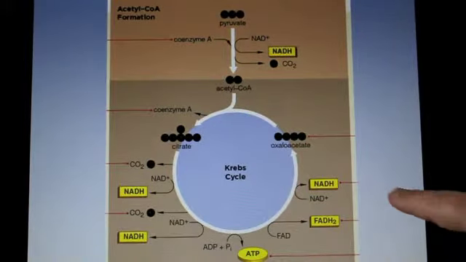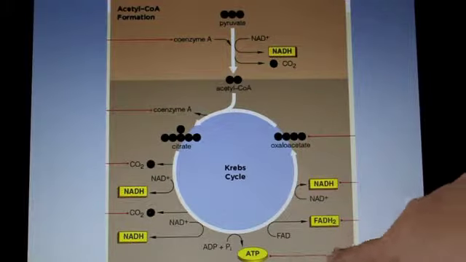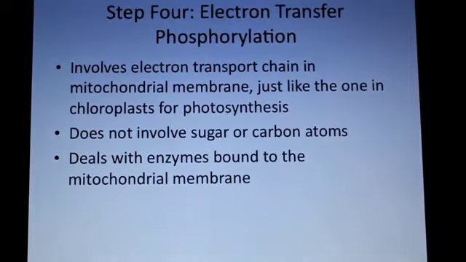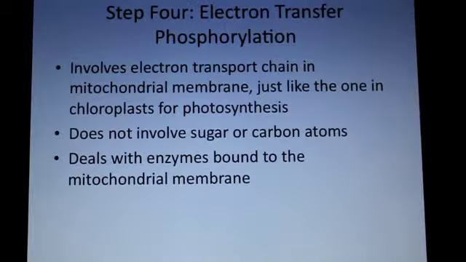We've got an NADH here. Here we get the FADH2, ATP, some more NADH. This brings us to step 4, and this is the money step. So now we don't have any sugar anymore. We don't have any carbons. We just have NADHs and FADH2s.